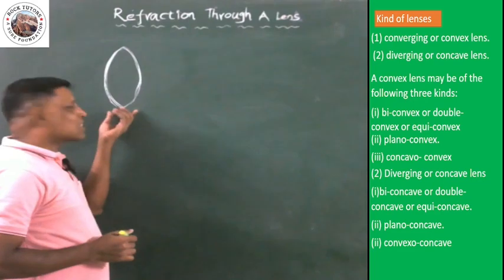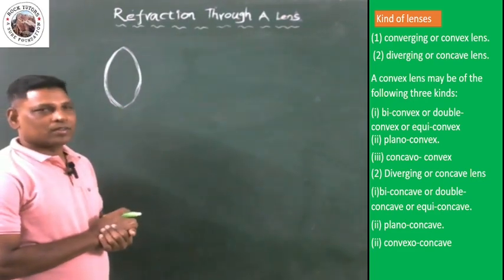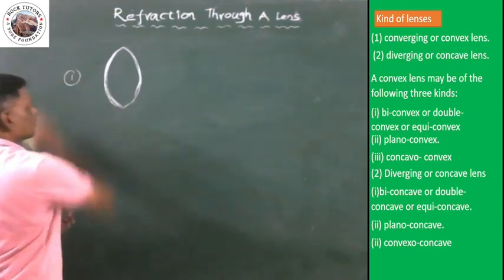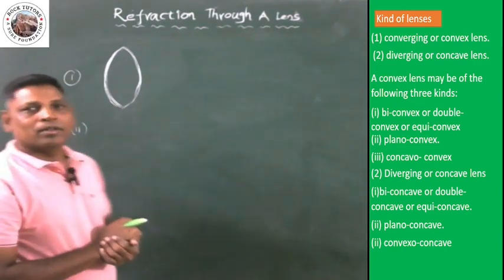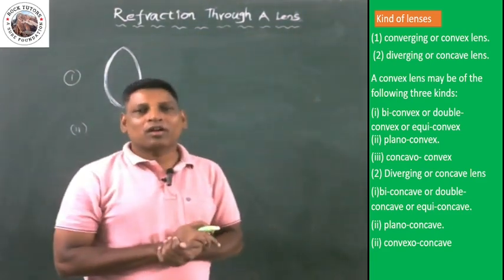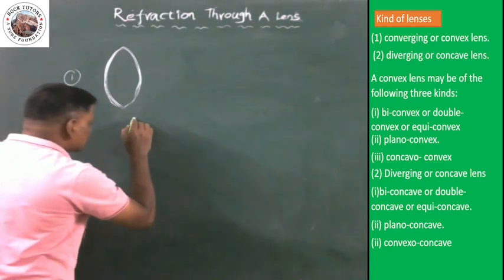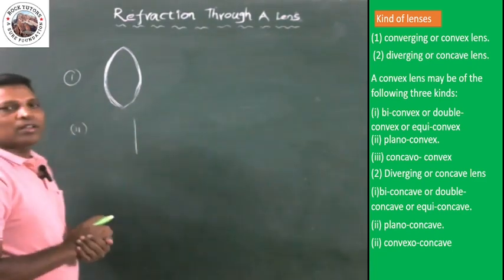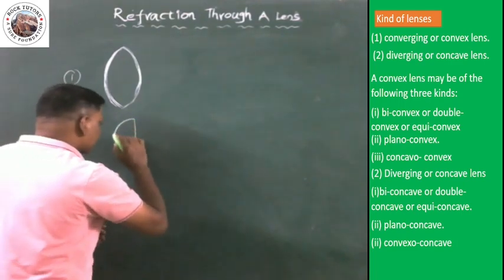If 2 surfaces are convex surfaces, then this is called a biconvex lens. Second type, plano-convex, means one surface is plane, another surface is a convex surface.